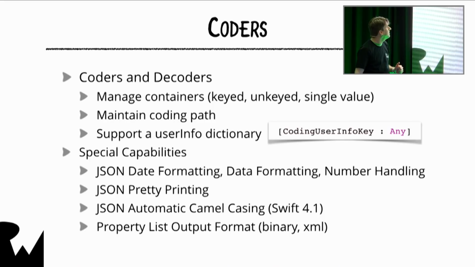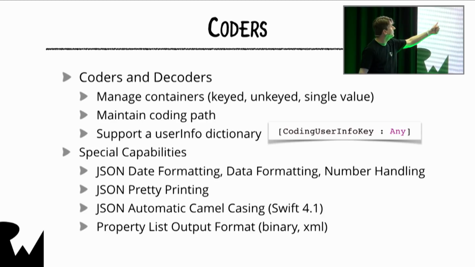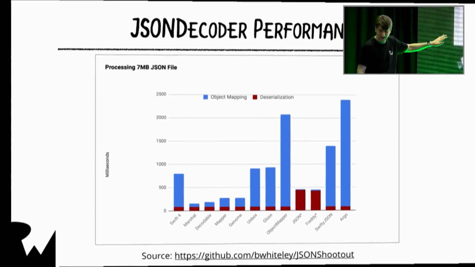Coders. Talking about coders just a little bit, we've learned that they have different capabilities, and there's actually a generic user info dictionary that you can put a custom key in. And you can look at that key in your encode and decode methods to do custom stuff. I'll show you an example of that.